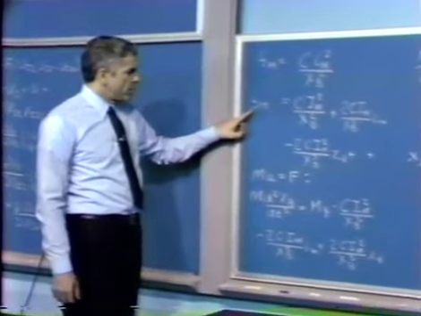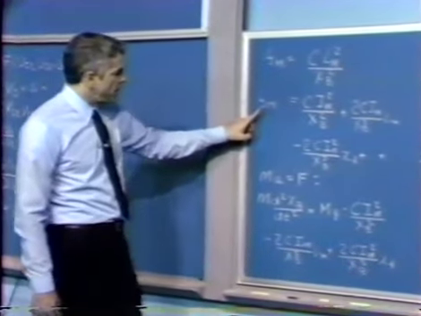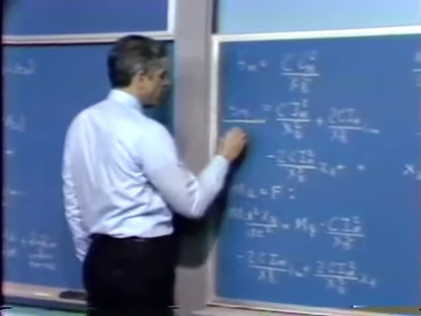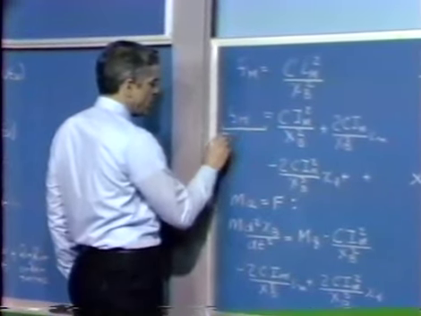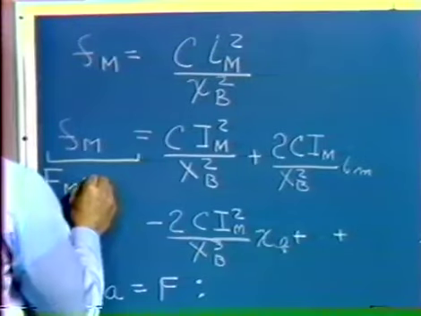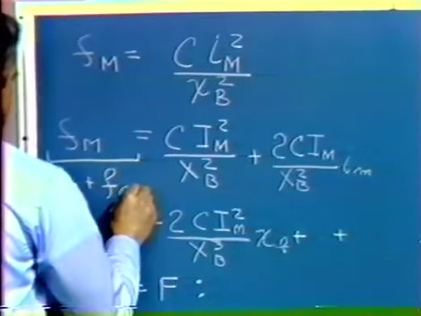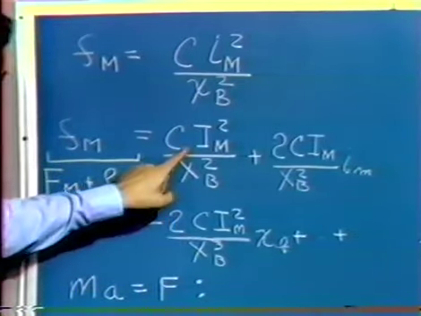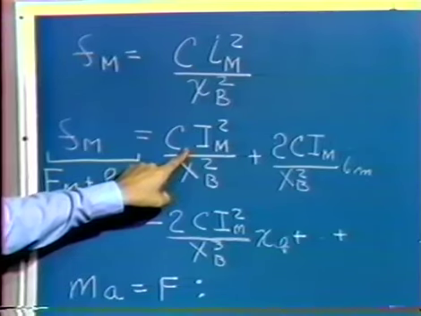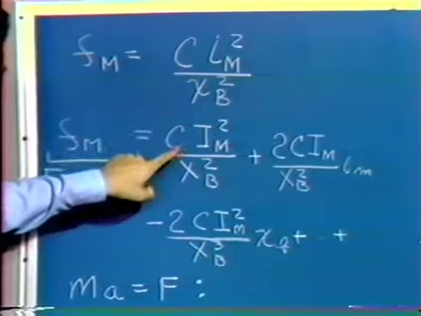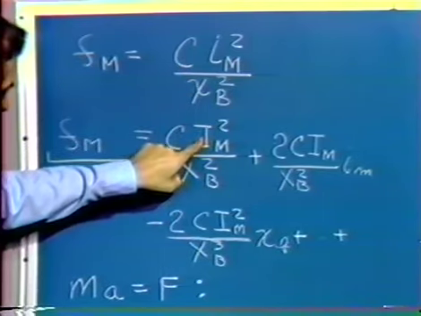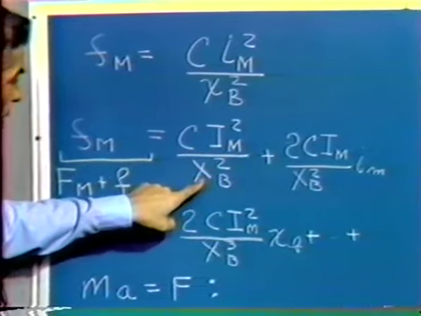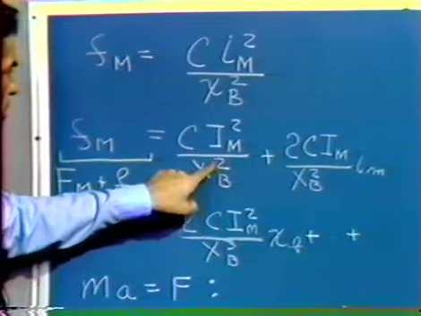Well, progressing as we had before, we can expand the magnetic force into the sum of an operating point component plus an incremental component. To do that, we first of all evaluate our expression for magnetic force at the operating point. In other words, we have a term that's C times capital I sub capital M, the operating point value of the magnet current squared, divided by the operating point value of the ball position squared.